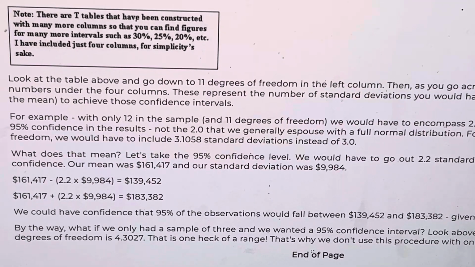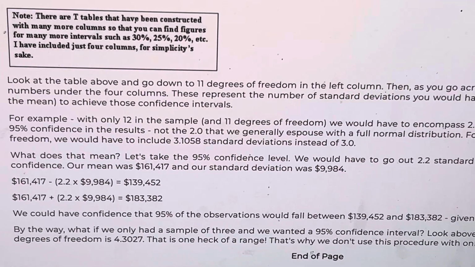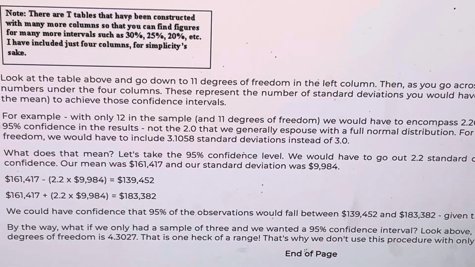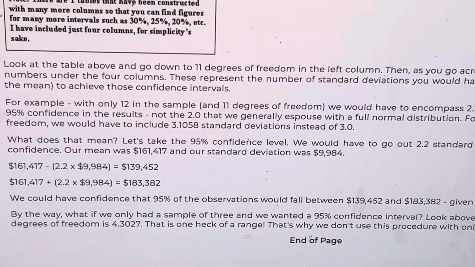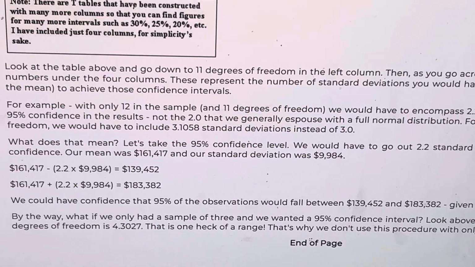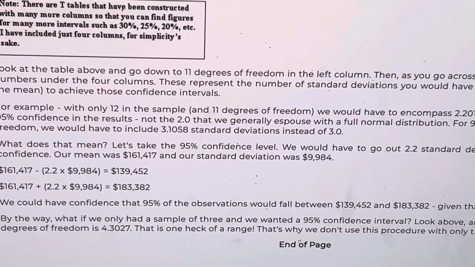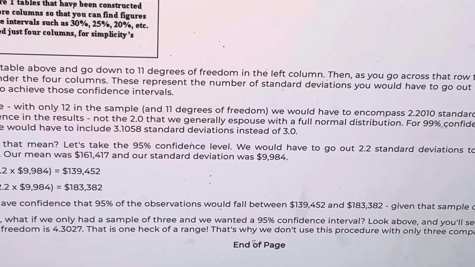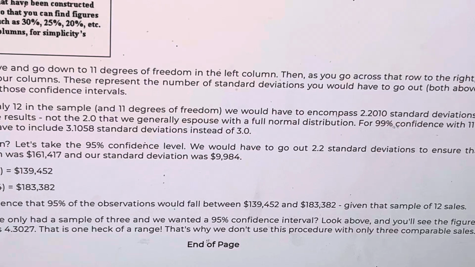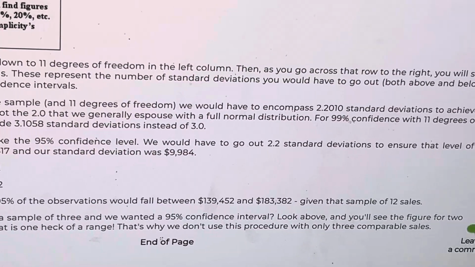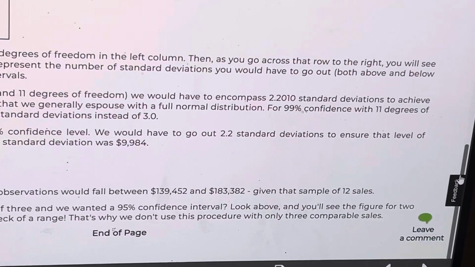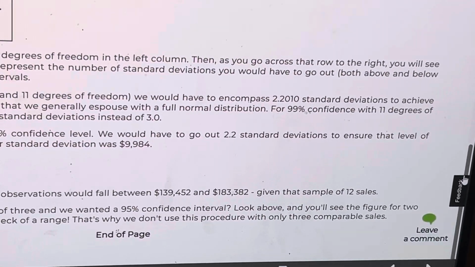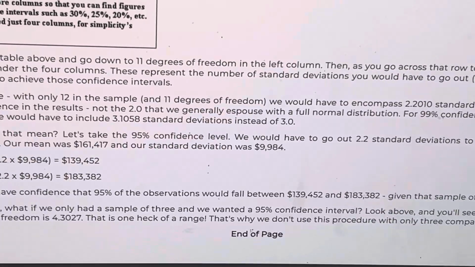$161,417 plus 2.2 multiplied by $9,984 equals $183,382. We could have confidence that 95% of the observations would fall between $139,452 and $183,302, given that sample of 12 cells.